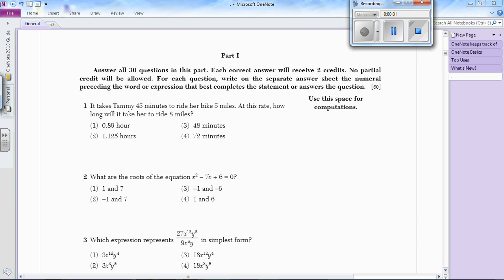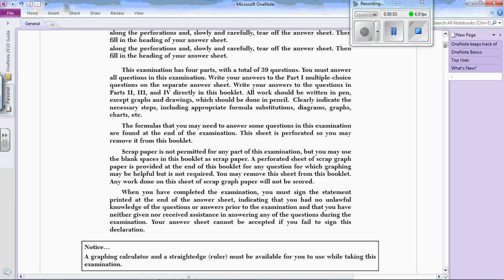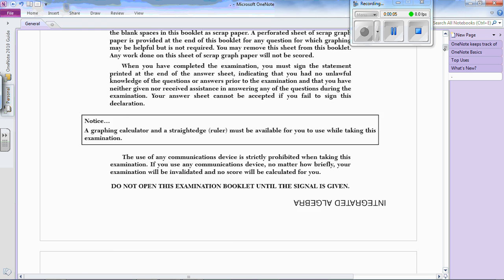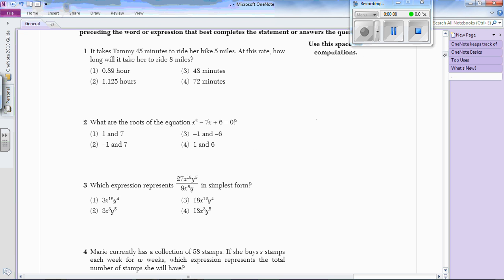Okay, here we go. This is, I believe, June 2009. Here are the answers to June 2009. Let's go through these. The first one, this is a simple proportion question.